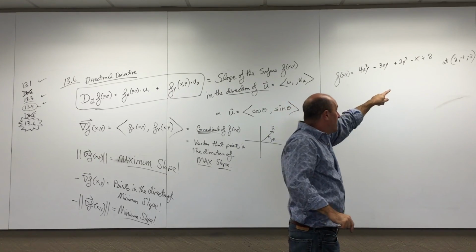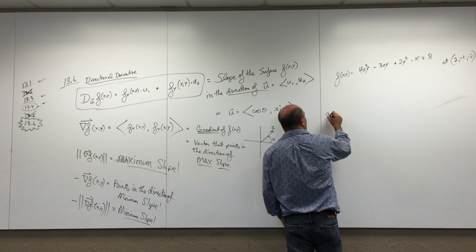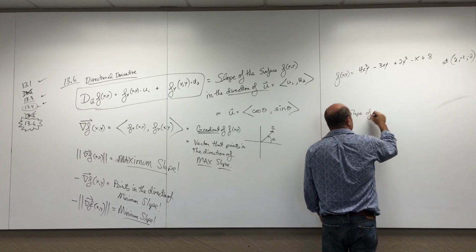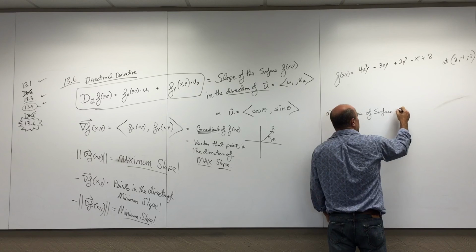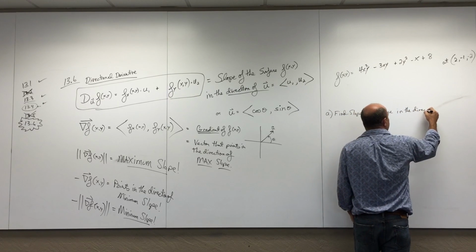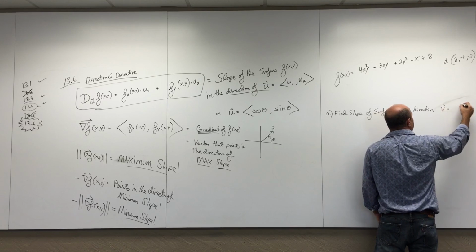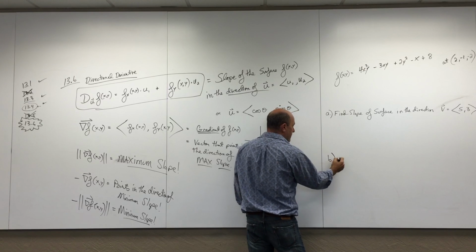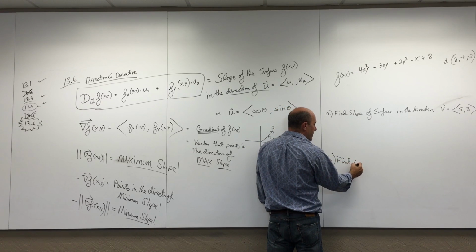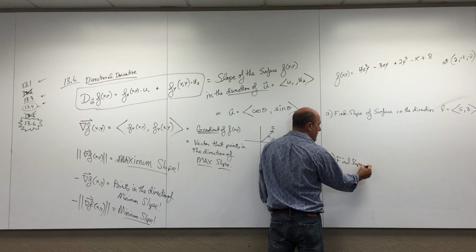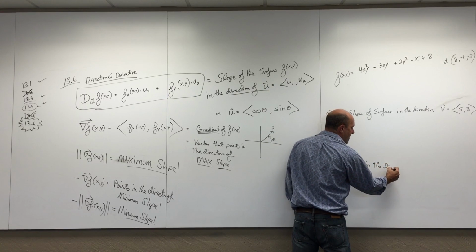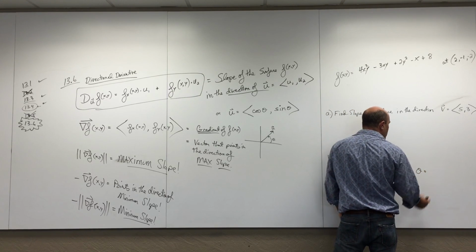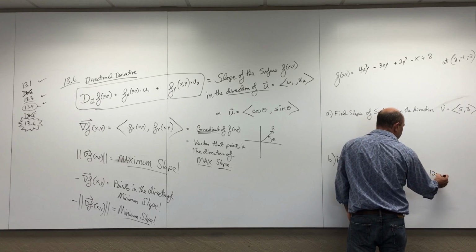And we are standing at this point, and what do I want to know? I want to know, find the slope of the surface. Or I could just say find the slope in the direction of the vector phi 3. Here's another question. Find the slope in the direction of theta equals 120 degrees.